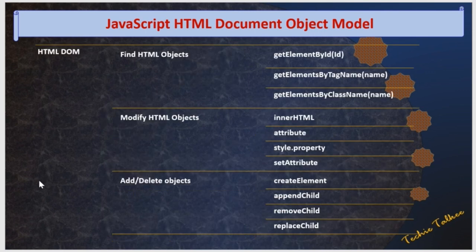So, to manipulate the HTML objects, we first need to find the HTML elements. We can find the element by its ID, tag name or the class name. First, let's look at the example of finding the element by ID.